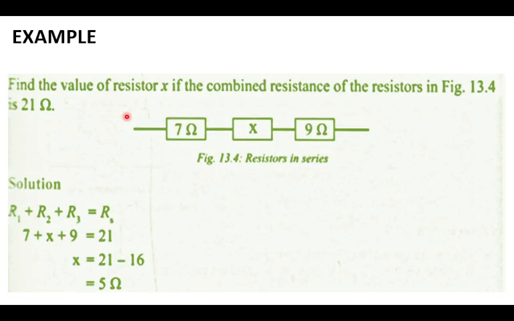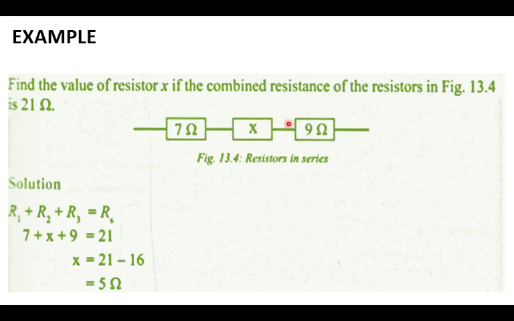All right. Let's also appreciate this other example. It's a good example. Sorry, it's presented in a different color, but as long as you are able to see, this is quite okay. All right, so here we are asked to find the value of x. So we have this x here. If the combined resistance of the resistors is 21.